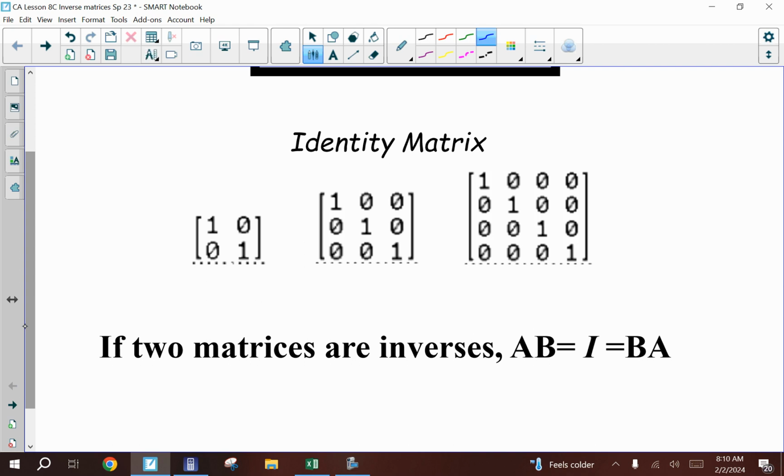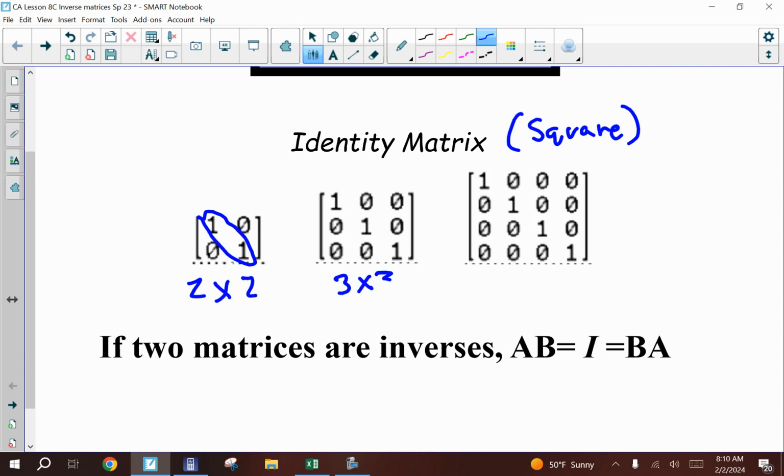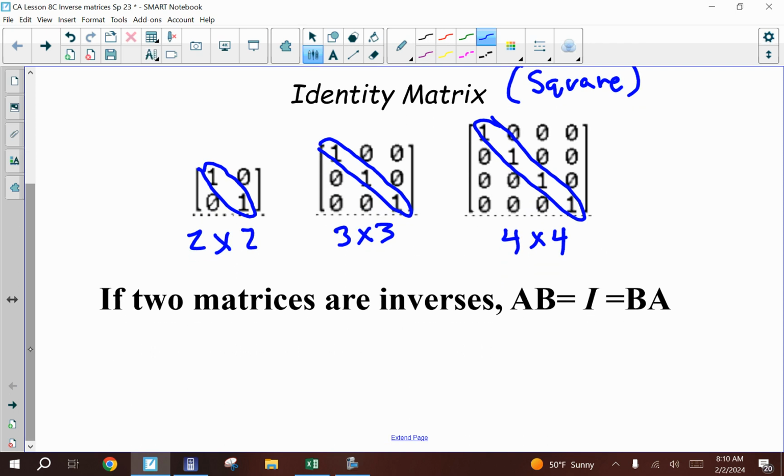An identity matrix, first of all, has to happen on a square matrix only. And you'll notice that there's a pattern. The main diagonal is filled with ones, and every other entry is just zero. So I don't care if it's a 2 by 2, a 3 by 3, or a 4 by 4, as you look along this main diagonal, they're all ones, and then every other entry is going to be a zero. So that's going to be super important in proving that two matrices are inverses of each other.